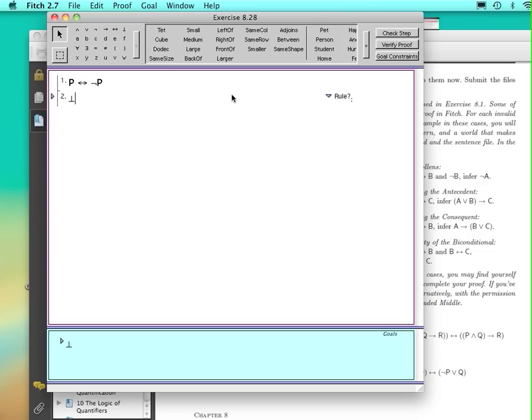The same strategies apply. So you look at what you're given, P if and only if not P, okay? And you're trying to get a contradiction. Well, you don't have a whole lot to go on. In fact, you can't extract anything from this. But you know that this sentence, P or not P, can be justified using TautCon. So all you would do is write in the sentence and click TautCon, and then that will check out.